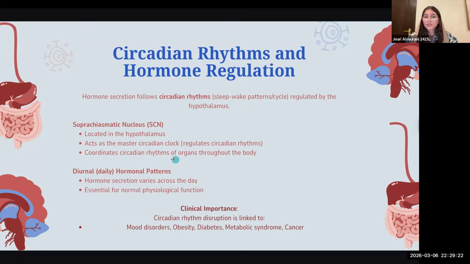So you're going to see that some hormones may be secreted the most in the morning, some may be secreted the most at night. And this is very important for physiological function because we can't have all the hormones constantly being secreted at one time. And if we have circadian rhythm disruption, this can be linked to many pathologies. We can have mood disorders, obesity, diabetes, cancer, and so on. So it is a very important concept.